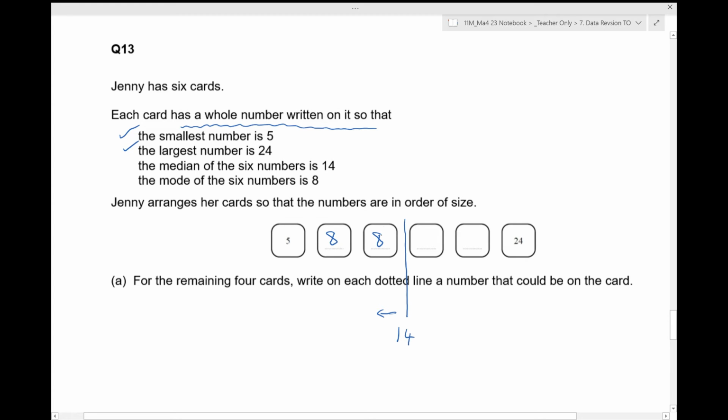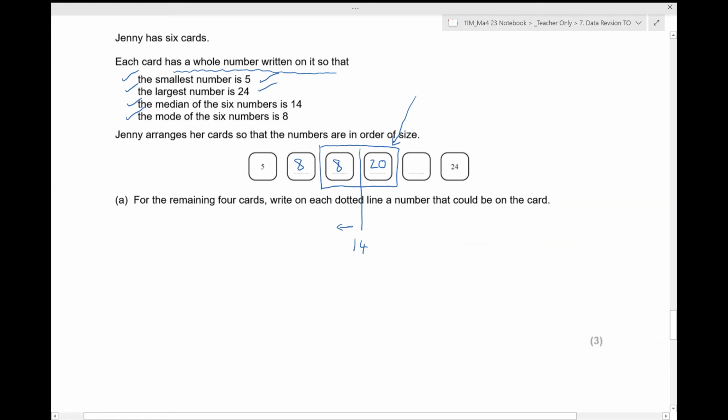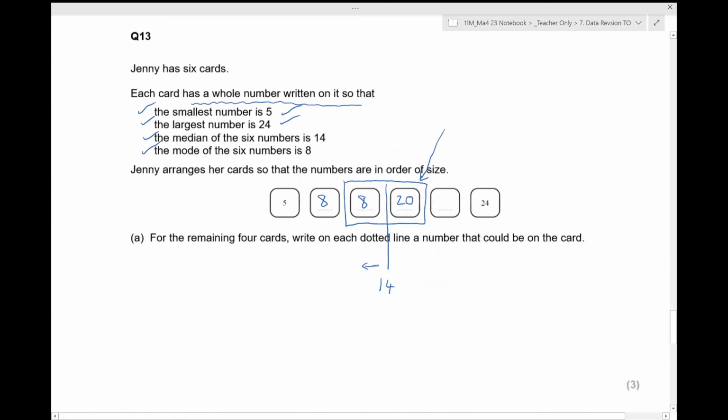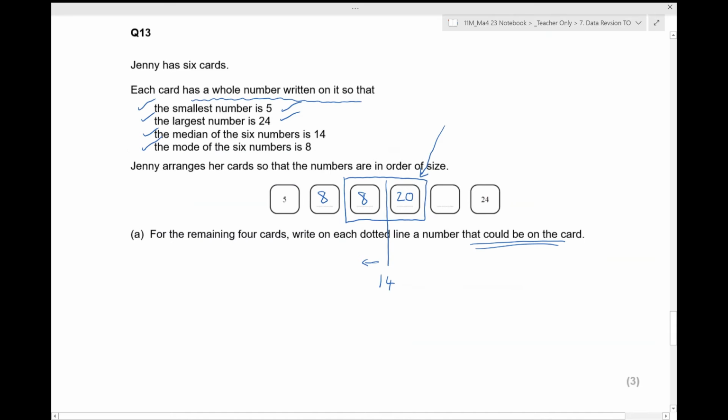Now just a minute. I've got an 8, and I know that 14 lies in between 8 and this number here. Well, the jump from 8 to 14 is 6, so I have to go another 6, so that must be 20. So the median is 14. All right, now I'm going back to the start. The smallest number is 5, the largest is 24. The median is 14, and the mode of the 6 numbers is 8. Jenny arranges her cards so the numbers are in order of size. For the remaining 4 cards, write on each dotted line a number that could be on the card. So I've written the 8, and the 8, and the 20.